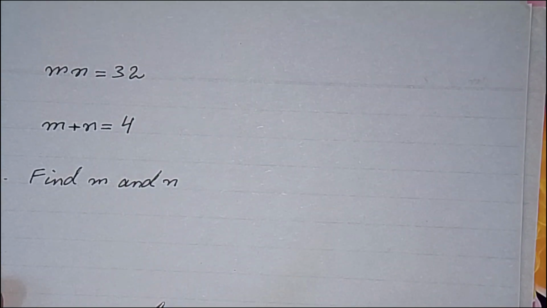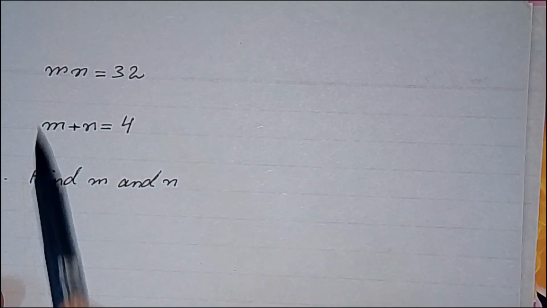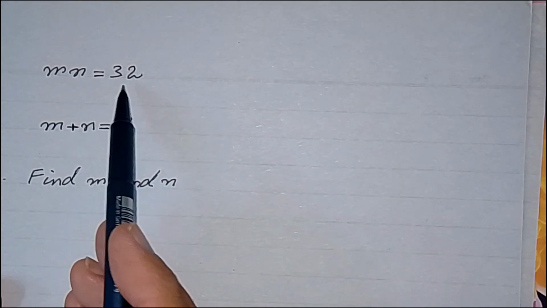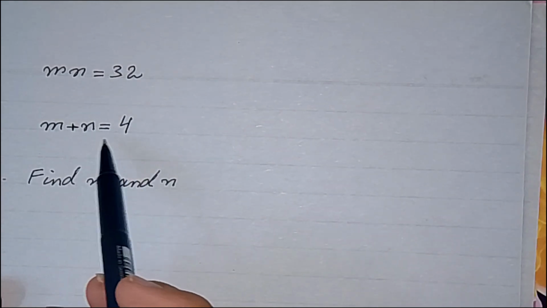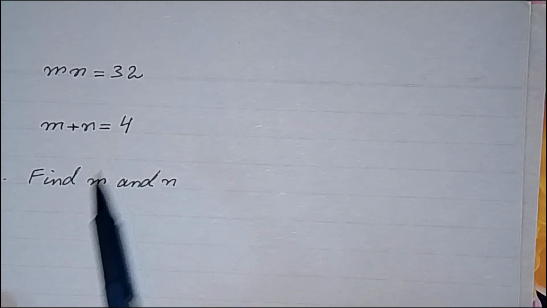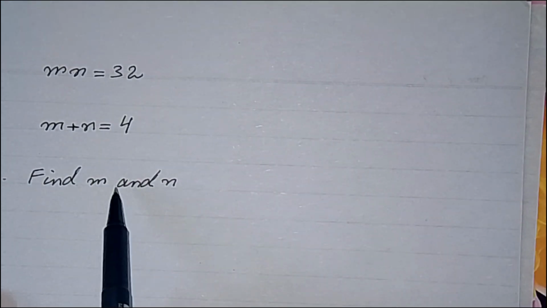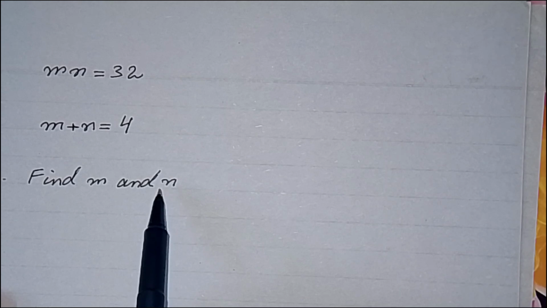Hello, how are you? The question is mn is equal to 32, m plus n is equal to 4, and I'm solving for m and n.